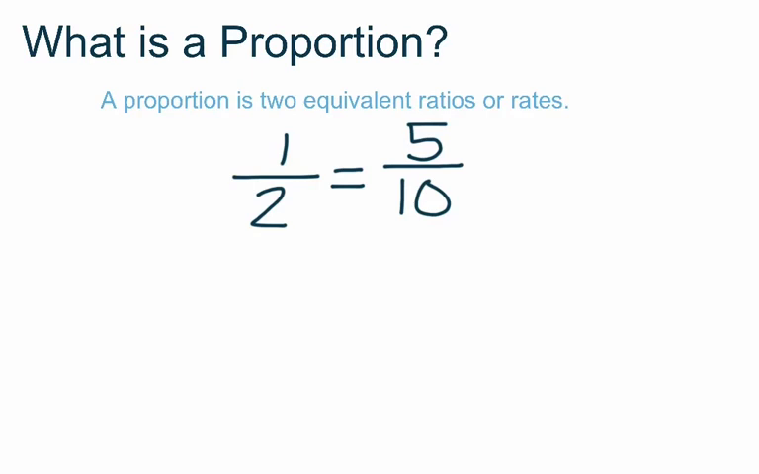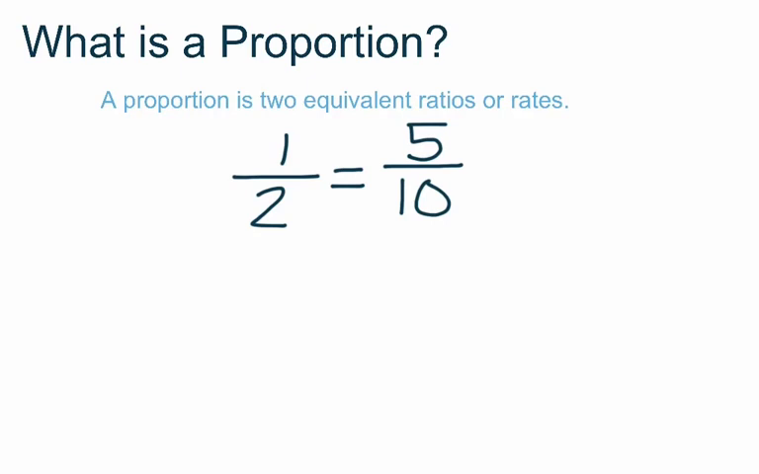So I have the example here of 1/2 is equal to 5/10. We know that these are equal to each other, being that if we simplified 5/10, it would be 1/2. So these are equal to each other, which means they are a proportion. Now, there are three ways to solve a proportion, because we're almost never going to be given all the information. We're usually going to have to find a piece of it.